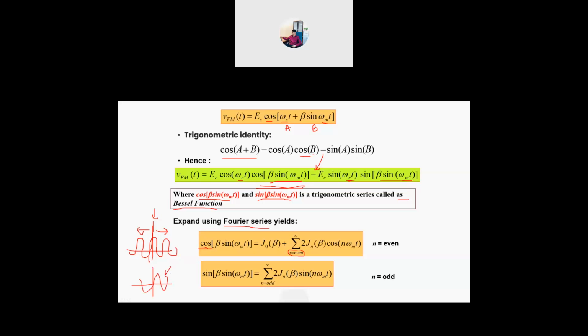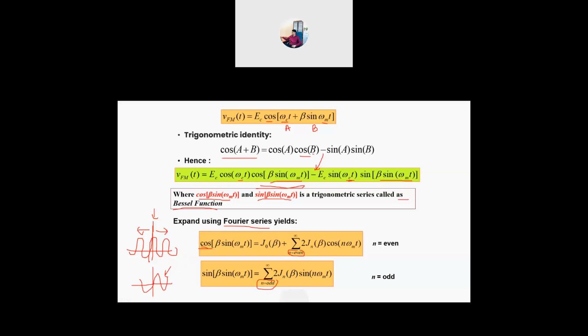Okay, it's anti-symmetric, an odd signal. You learn this also in signals and systems. So sin(beta sin omega_m t) is equal to 2 sigma J_n(beta) sin(n omega_m t). This is an odd signal.